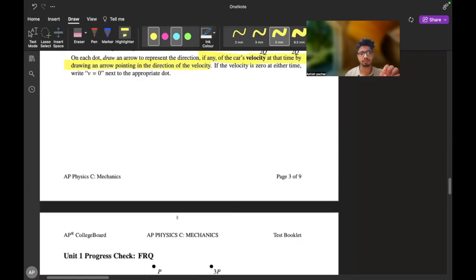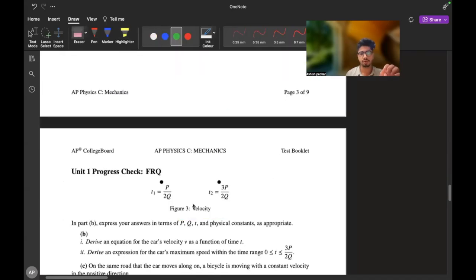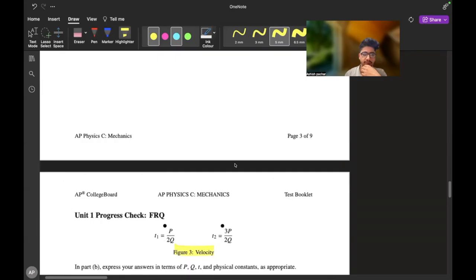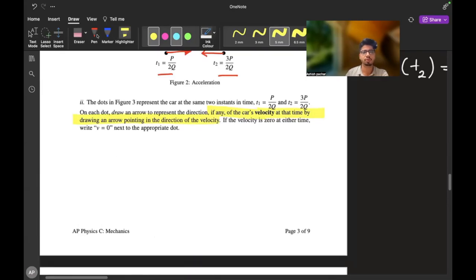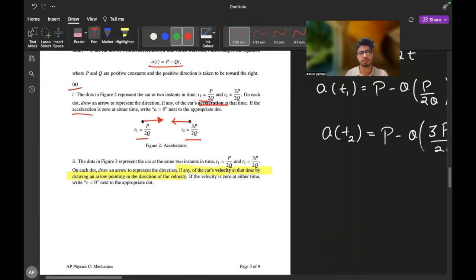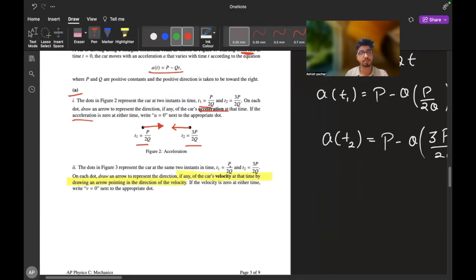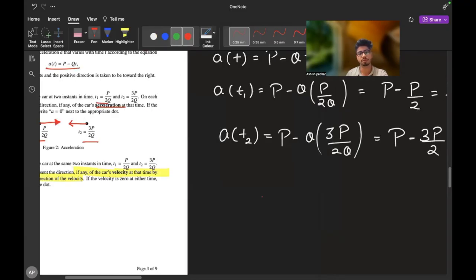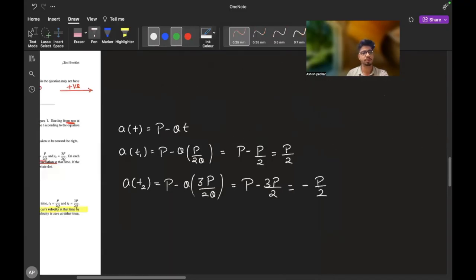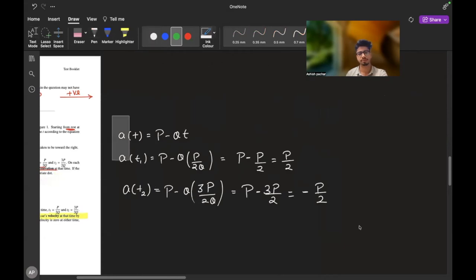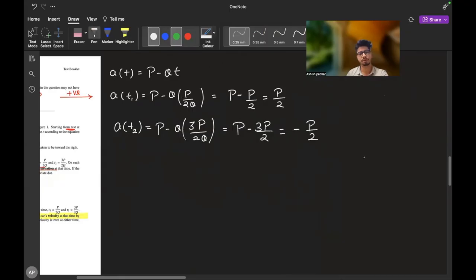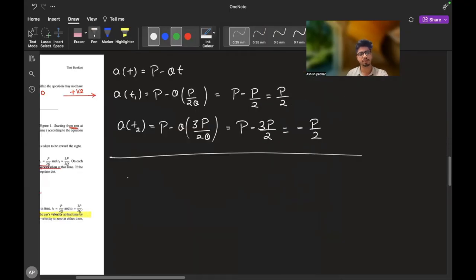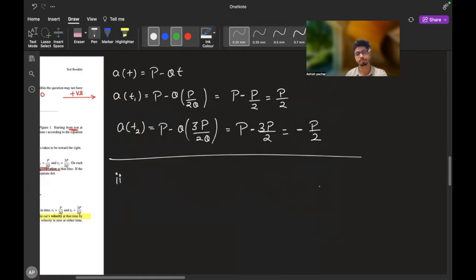So let's move further to velocity. So we have to do the same thing for the velocity, but right now you do not know the velocity expression. So we have to first find out the velocity expression. So this is the first part of the question. The acceleration is known to us. So how can we find the velocity from the acceleration?